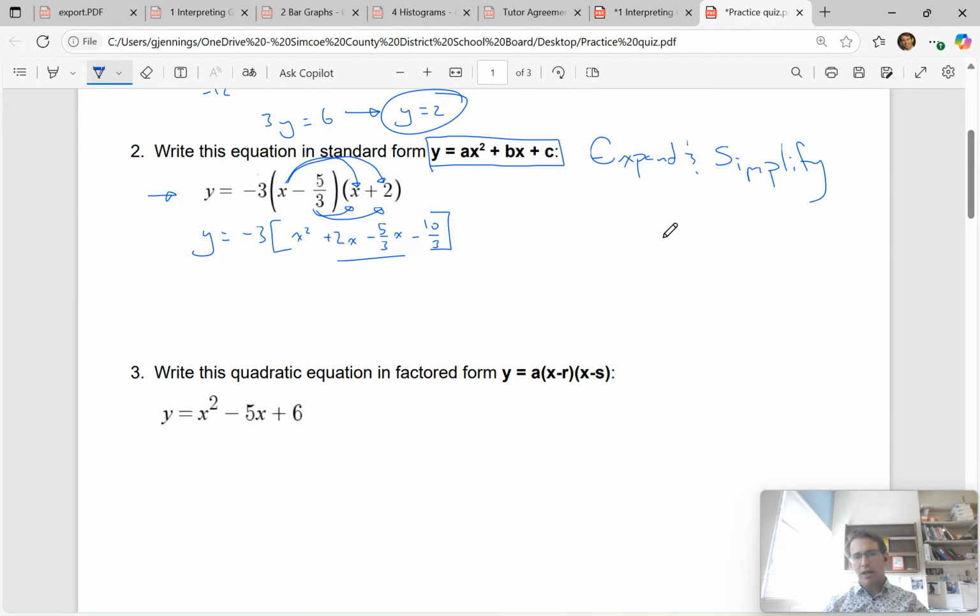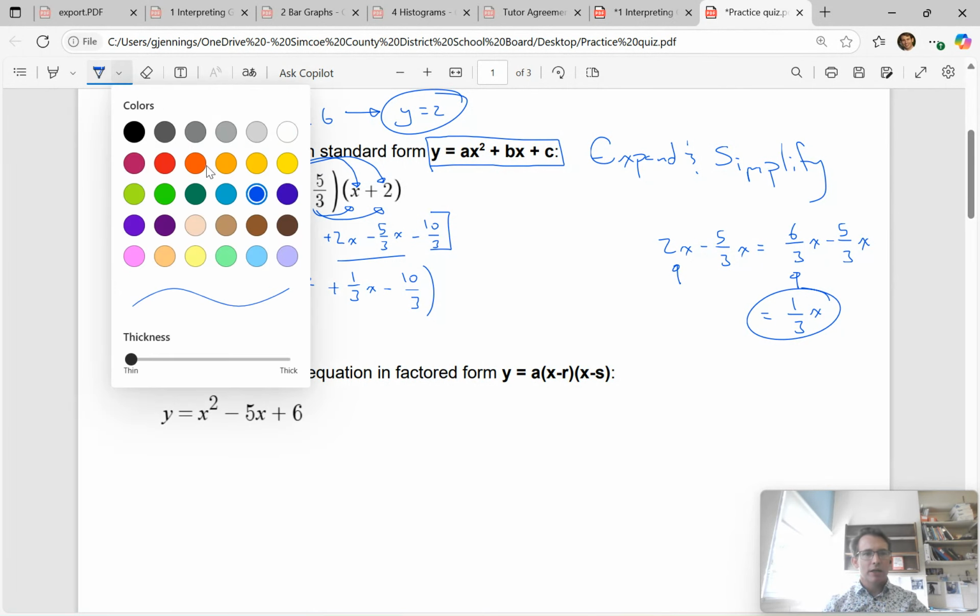So let's just simplify that. 2x minus 5 on 3x is equal to 6 on 3x minus 5 on 3x. We're just going to create a common denominator. 2 can be written a fancy way. It can be written as 6 on 3. So 6/3 minus 5/3 is 1/3 x. That's how many x's we have there. So we're now just going to simplify that inside there. Y is equal to minus 3 x squared plus 1/3 x minus 10/3.